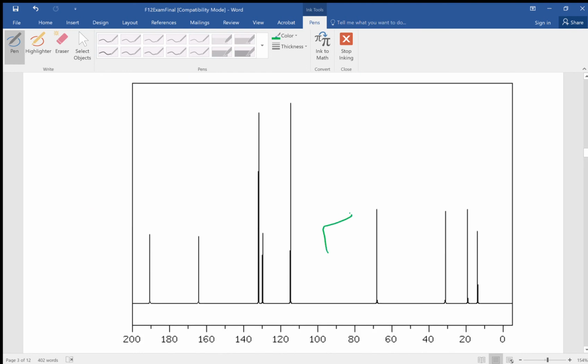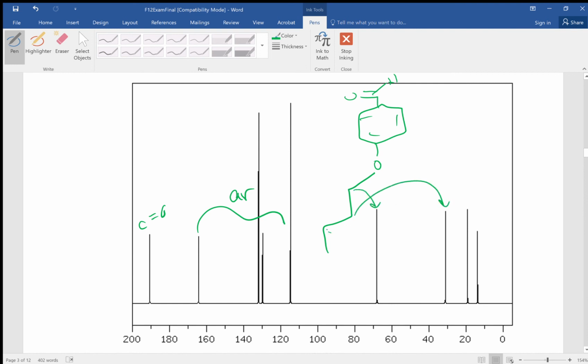So just to redraw it, we have our carbonyl here, we have our aromatic ring, and then each of these peaks corresponds very nicely to one of the carbons left in that alkyl chain.